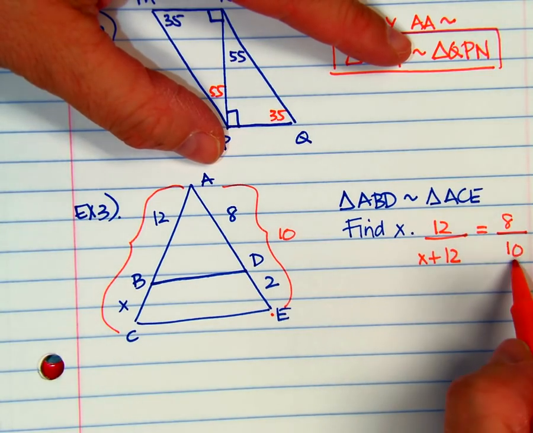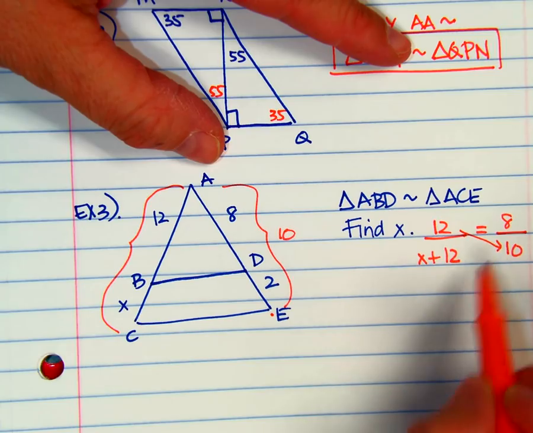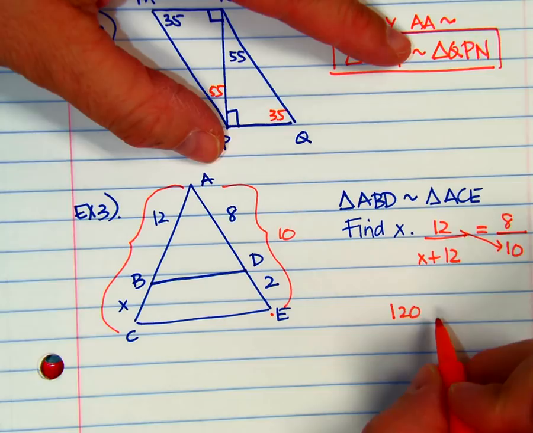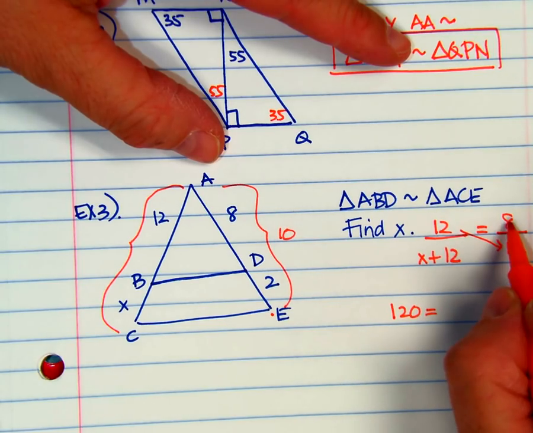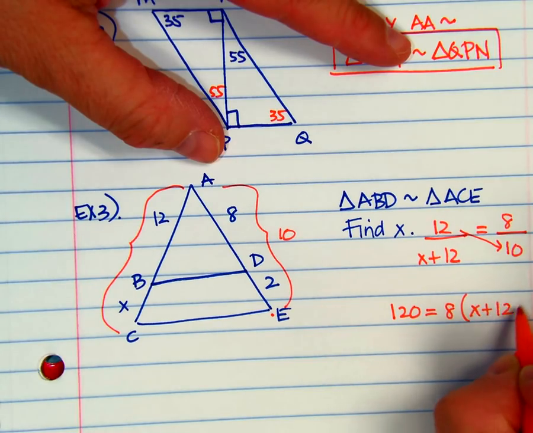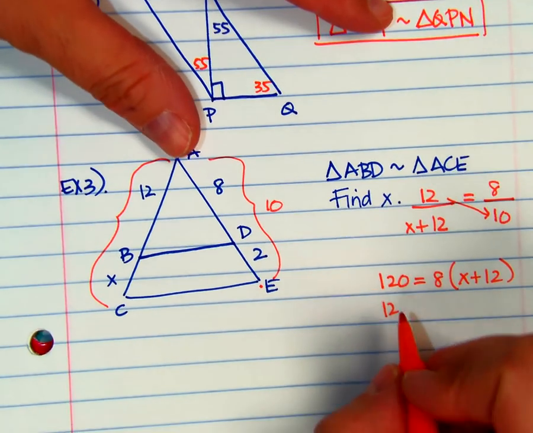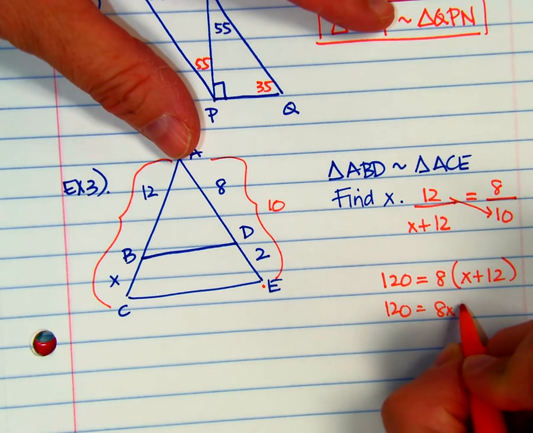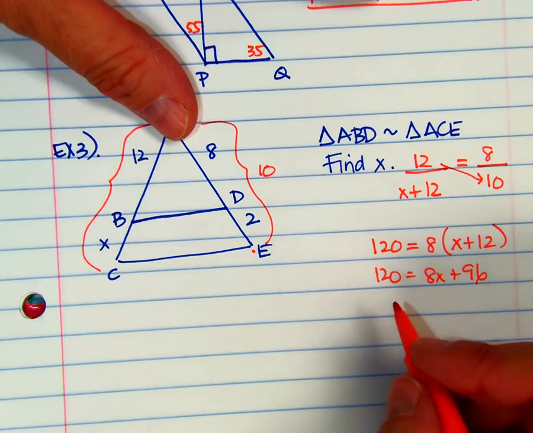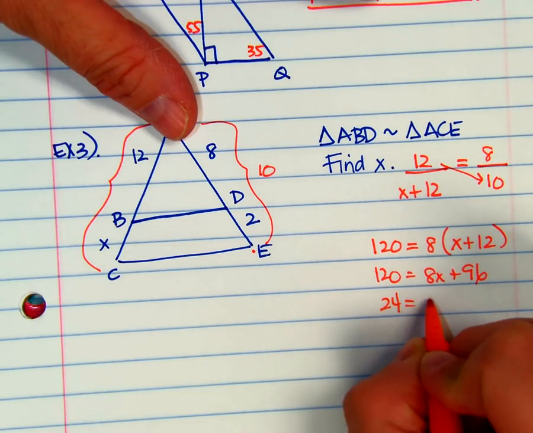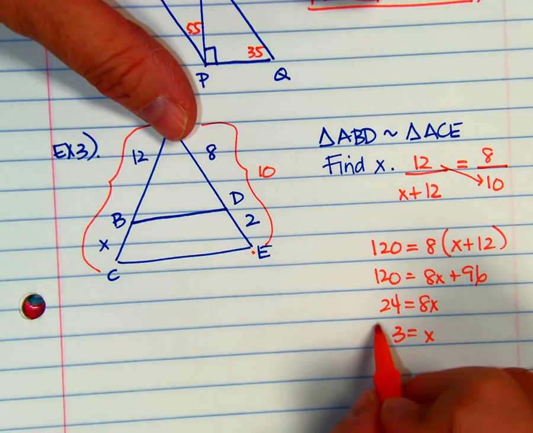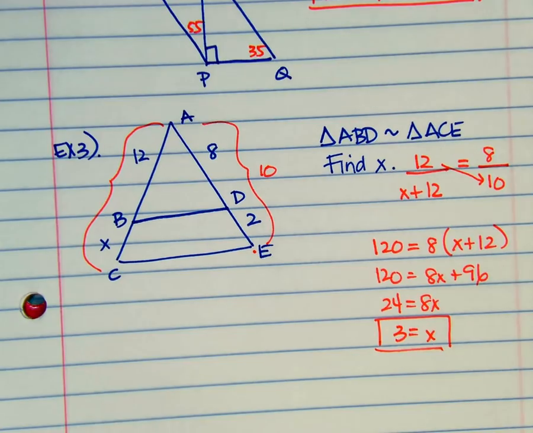So I can either reduce this or not, means and extremes still, or cross multiplying. 120 equals 8 times all of that. So we have the distributive property. 120 equals 8x plus 96. Do our algebra and subtract, and you get 24 equals 8x. Divide both sides, and you get x to be 3. That is it.